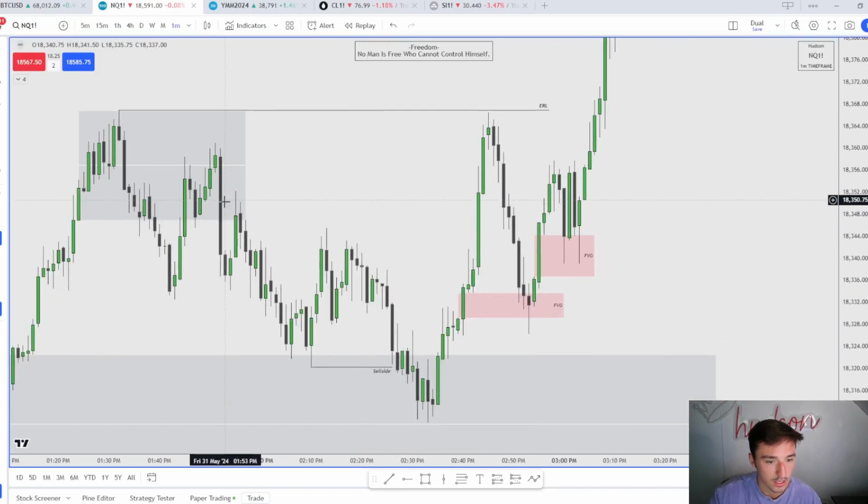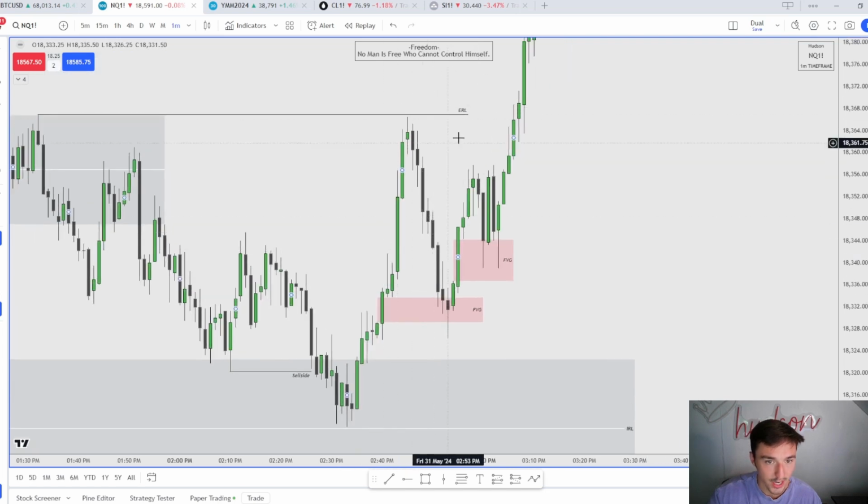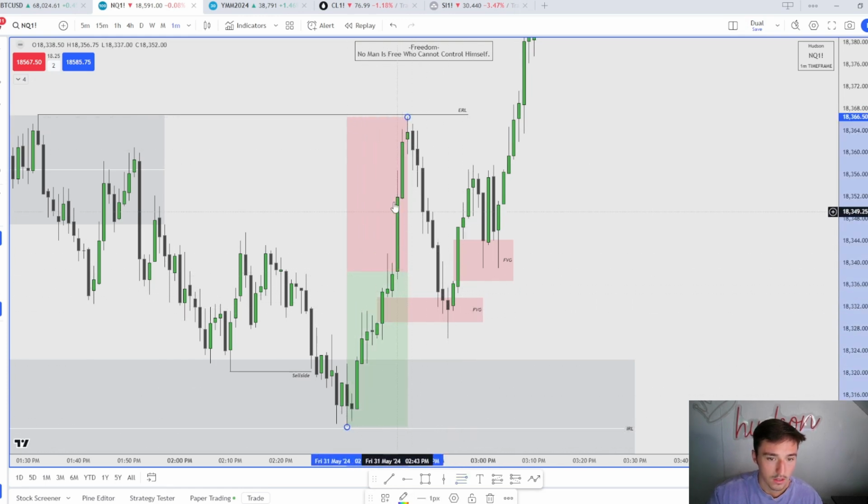Original consolidation, sell side of the curve, pair orders inside of an internal higher time frame key level, buy side of the curve, create equal highs, target those, displacement out of this discounted PD array, right? This is discount, this is not, right?